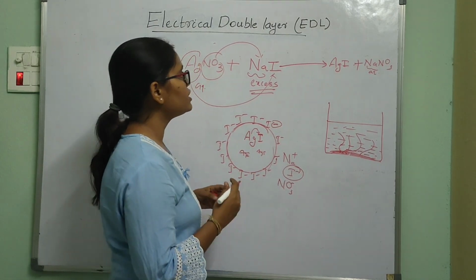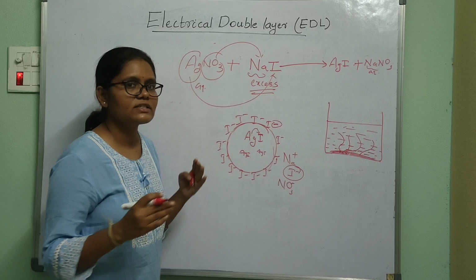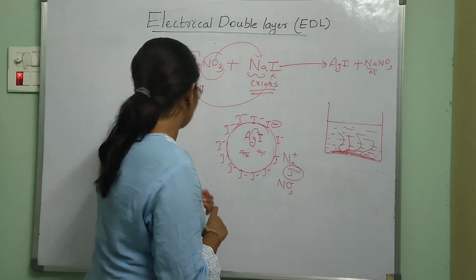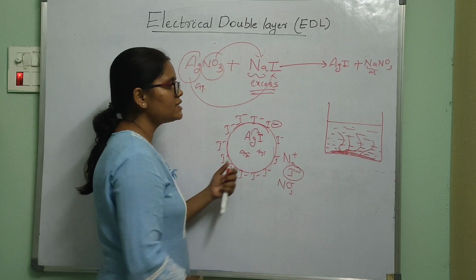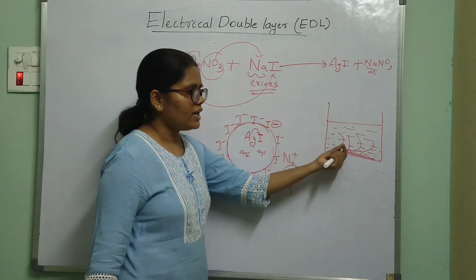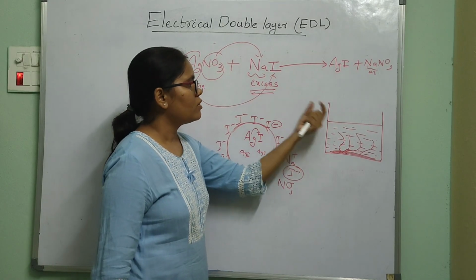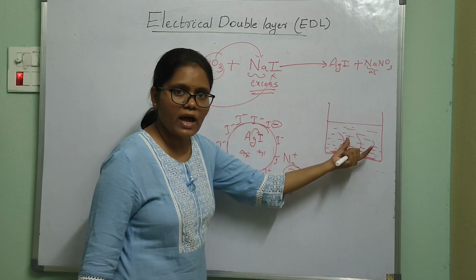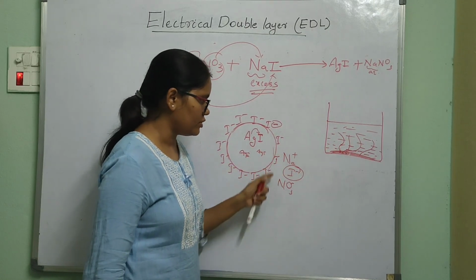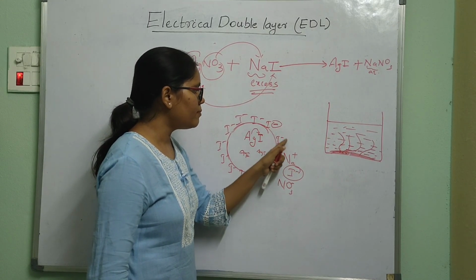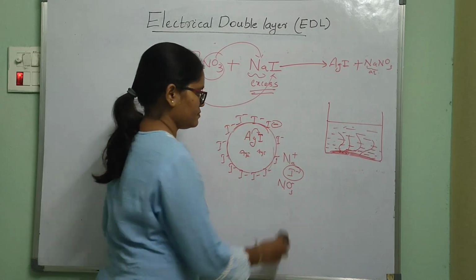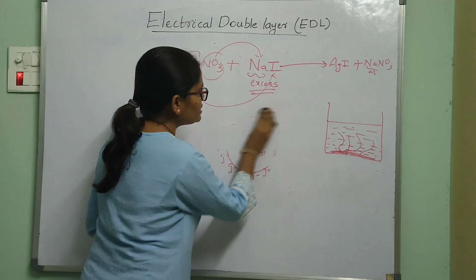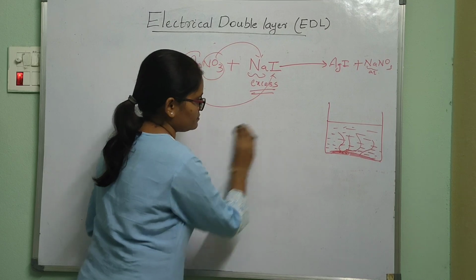Now we will see what is an electrical double layer. When silver iodide is present in such an aqueous solution where you have other ions, then silver iodide particles form an electrical double layer around them. Now let us see how the electrical double layer is formed.